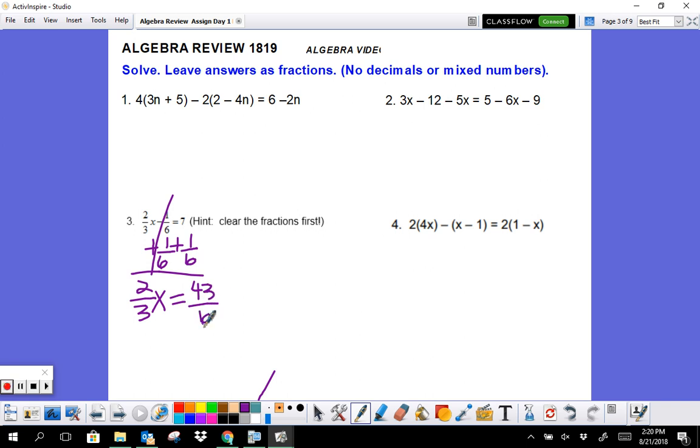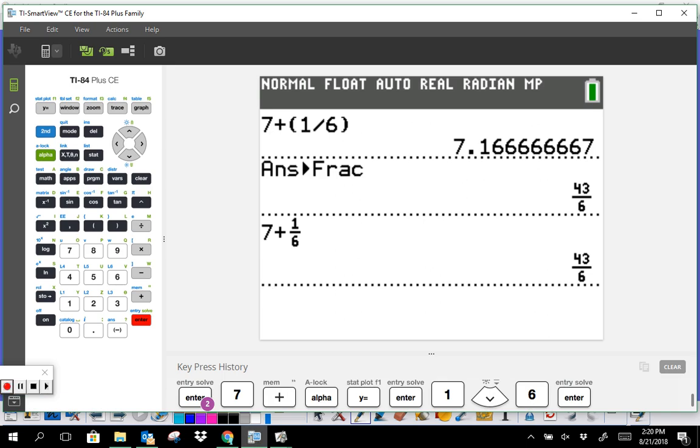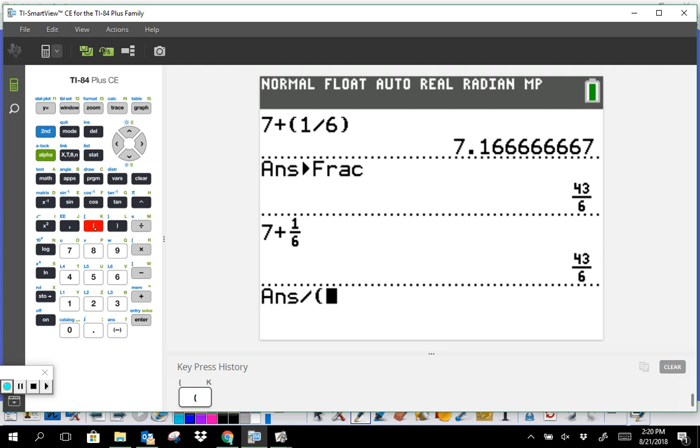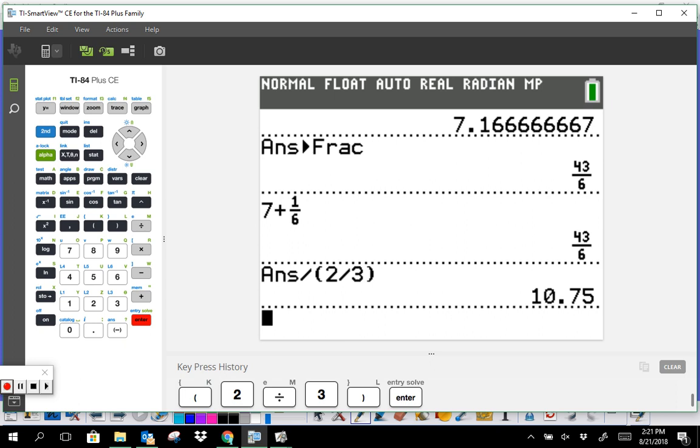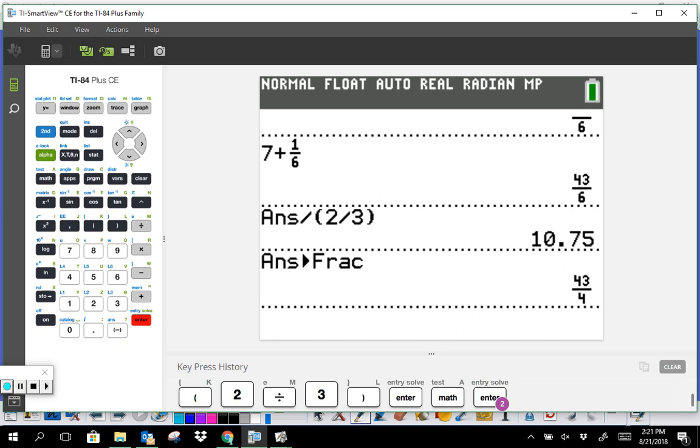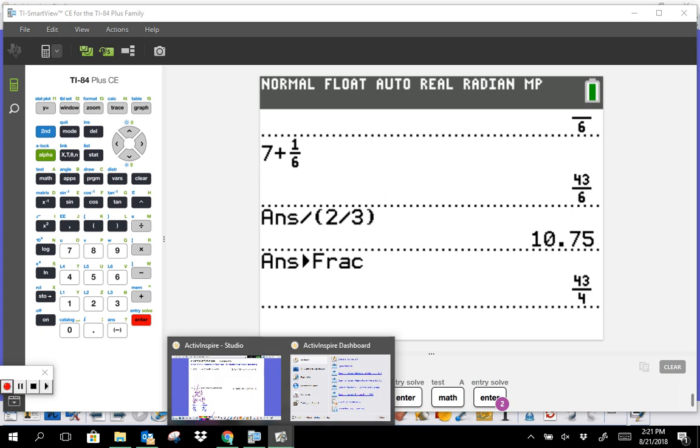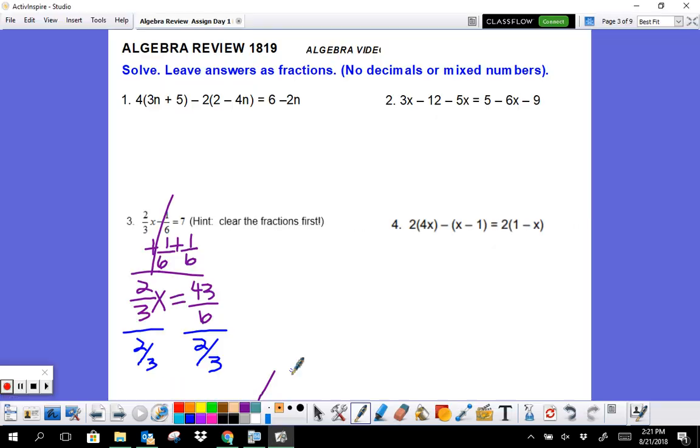Another area that sometimes we differ from teacher to teacher is how to get that 2/3 off. You can either divide by 2/3 or you can multiply by the reciprocal. Either way, I already have 43/6 in my calculator, so I'm just going to divide by 2/3. Okay, again, we don't want decimals, so math enter, enter. And we get 43 over 4. So x equals 43 over 4.